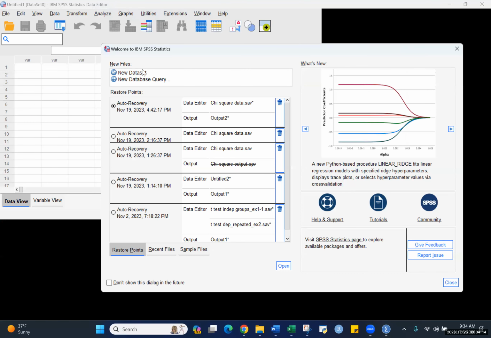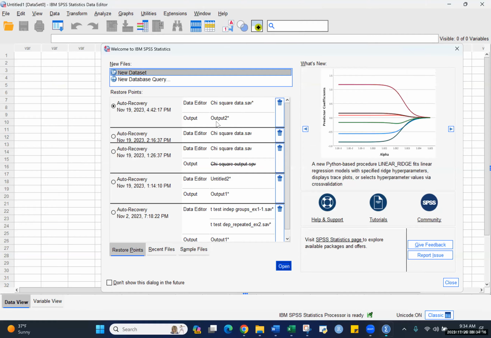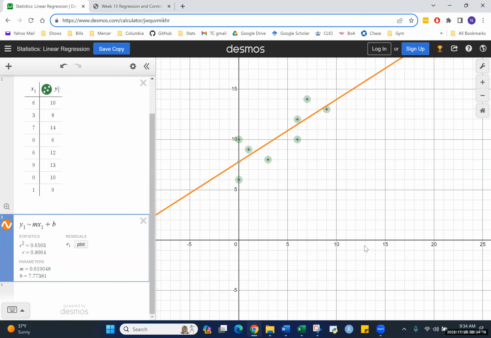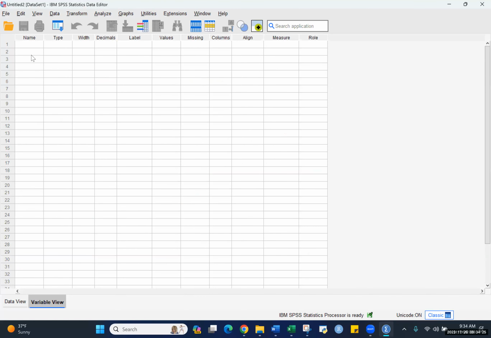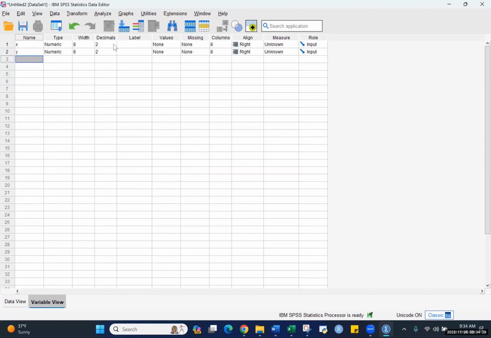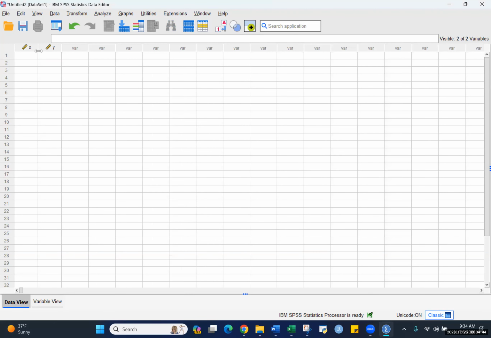Okay, SPSS open. I'm just going to hit new data set. Now what I'm going to do is go to variable view. I'm going to create one variable named X, one variable named Y. The default numeric is good. And then for the measure, I'm going to input scale. So now you'll see I have two columns, X and Y.